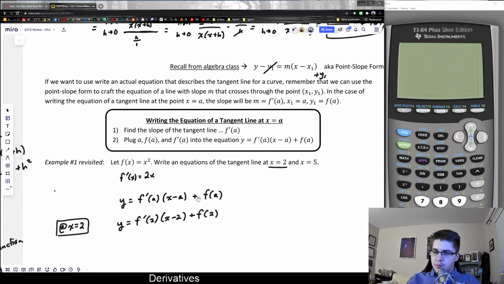So f prime of 2 would just mean plug 2 into the derivative function, which is 2x. So 2 times 2 is just 4. So basically I'm going to have y is equal to 4, and then that will be multiplied by x minus 2. Remember, I don't plug into x here because I'm trying to find the equation y equal blah, blah, blah x. I want it as an equation. So I'm just plugging in a, and everything else will create the shell for the equation. And then this would be plus f of 2. Now I haven't done f of 2 yet, but that's also coincidentally 4, because remember, f means I'm just plugging it into the original function.